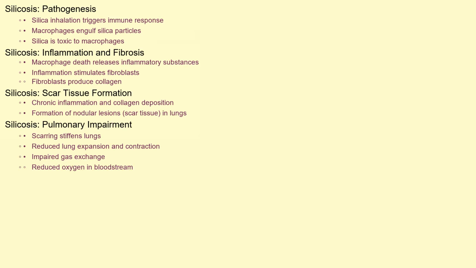Once inhaled, silica particles trigger an immune response in the lungs. Macrophages, specialized immune cells, attempt to engulf the silica particles. However, silica is toxic to these cells. When macrophages die, they release inflammatory substances that stimulate fibroblasts, cells responsible for producing collagen. Over time, this chronic inflammation and collagen deposition lead to the formation of nodular lesions, or scar tissue in the lungs. This scarring stiffens the lungs, reduces their ability to expand and contract, and impairs gas exchange, ultimately reducing the amount of oxygen that can enter the bloodstream.